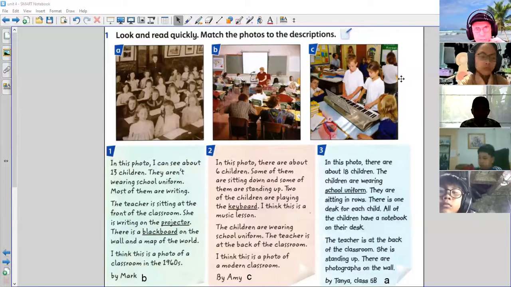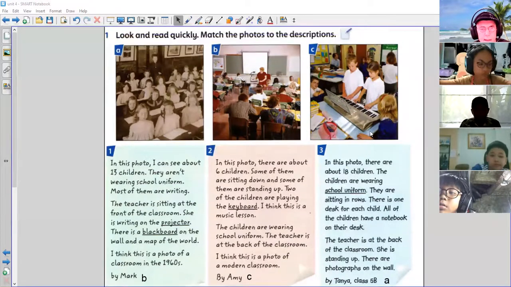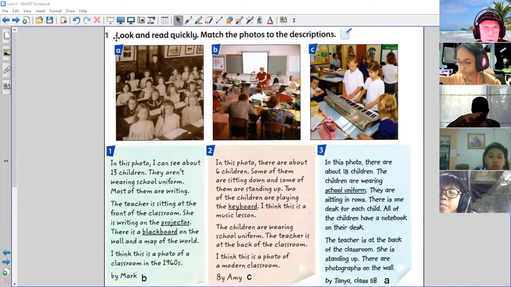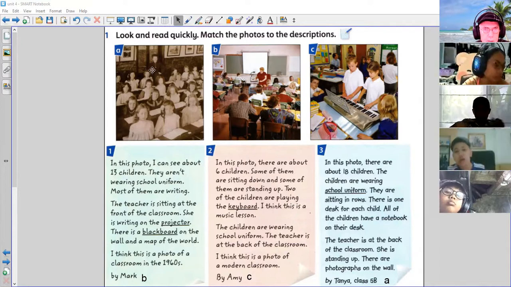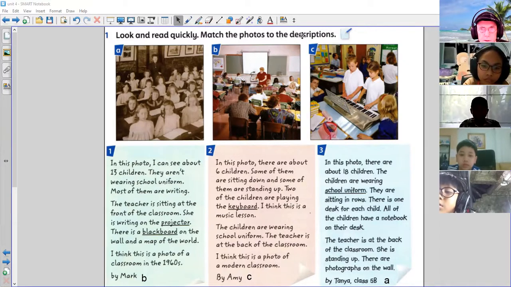So this page here, remember, every time you do an exercise or a test, the first thing you should always do is read the instructions, what you have to do. Look and read quickly. So look at the pictures, read, and match the photos with the descriptions. A description is to describe something, to say what something looks like.